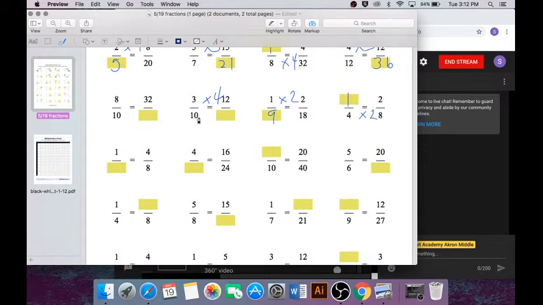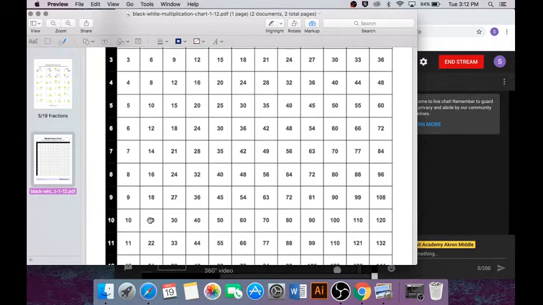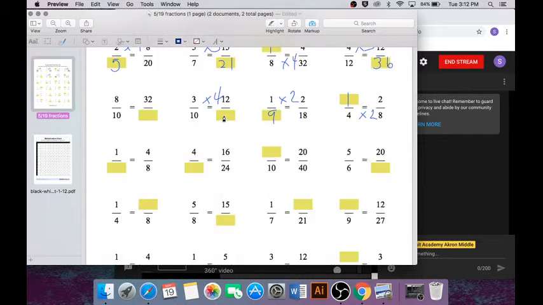Now we're going to go to our 10 times table and see what 10 times 4 is. So down in our 10 times table, we have 1, 2, 3, 4. 10 times 4 is 40. So our denominator is going to be 40.